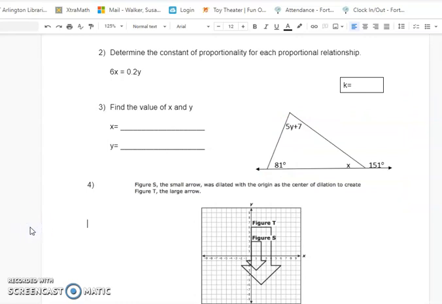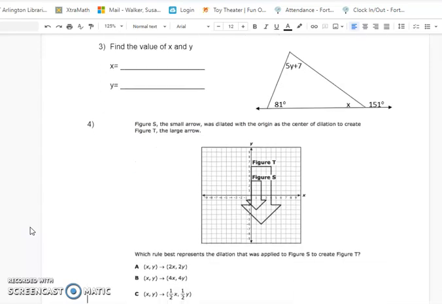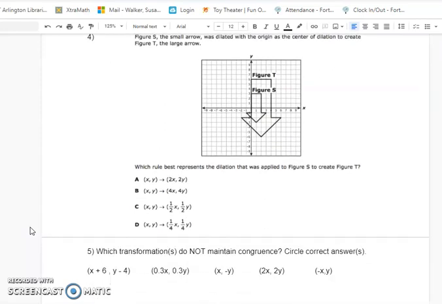Okay, number 4. This one comes from a test, a release test. Okay? So this says figure S, the small arrow, was dilated with the origin as the center of dilation to create figure T, the large arrow. So we are dilating this. So S and T. So T is new. So hopefully you know that means it got bigger.